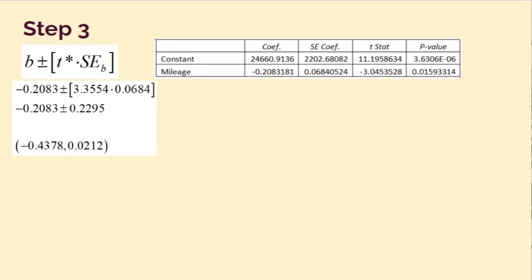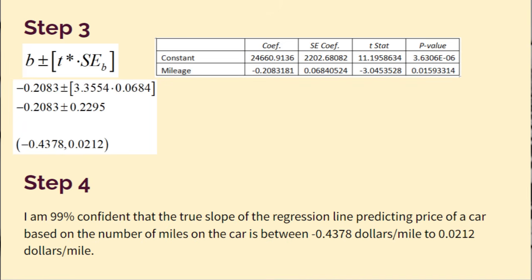So I'm 99% confident that the true slope of the regression line predicting the price of a car based on the number of miles of that car is somewhere between negative $0.4378 to $0.0212 per mile. Now, let me explain what that means, right? The slope is how much we expect the price of the car to change for each additional mile.